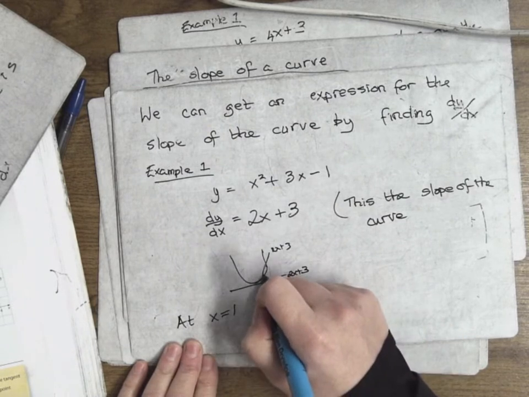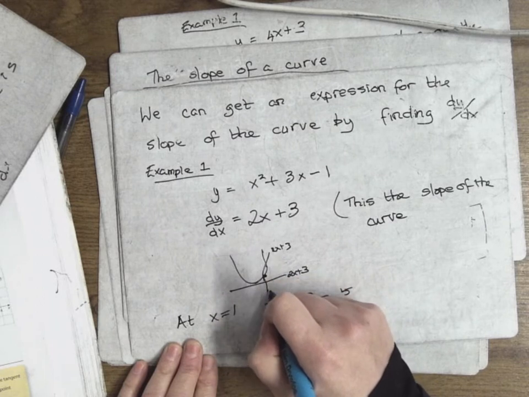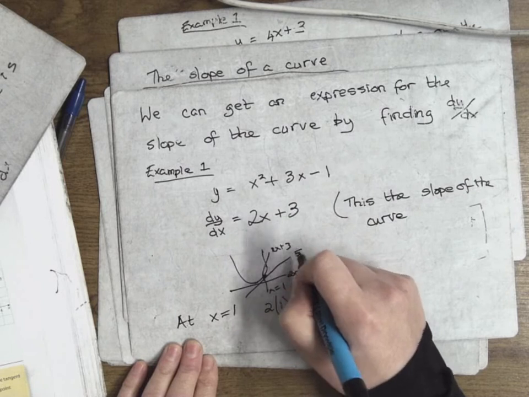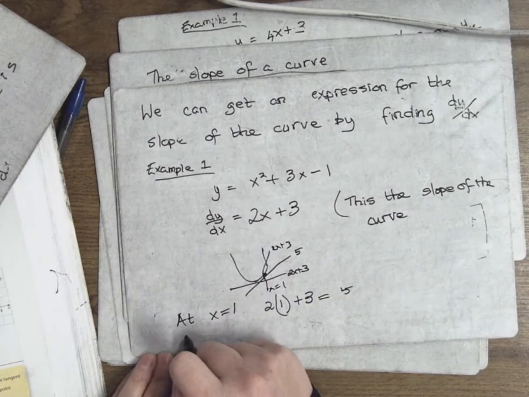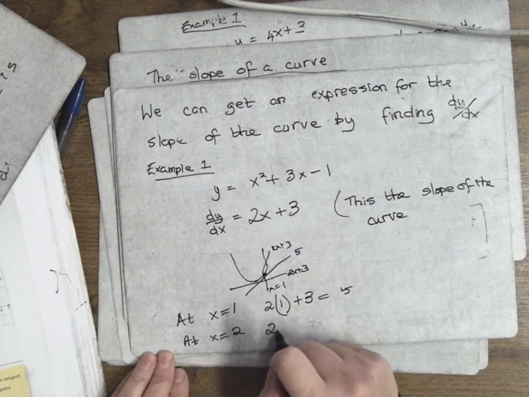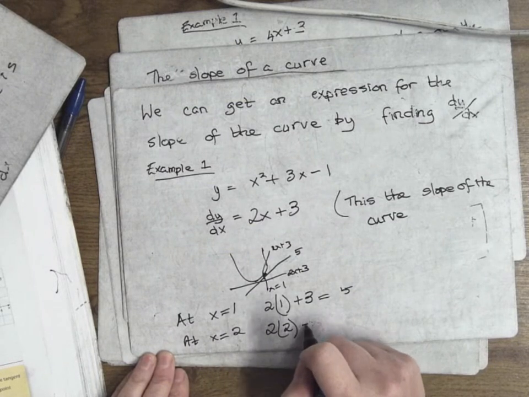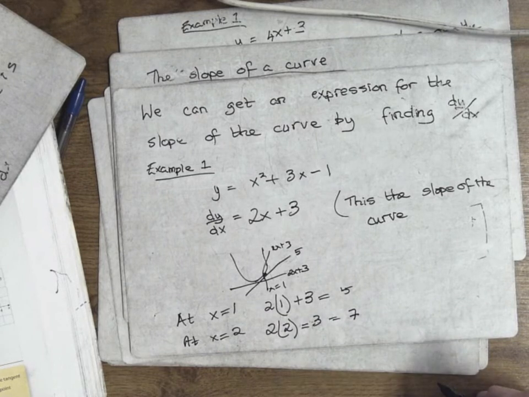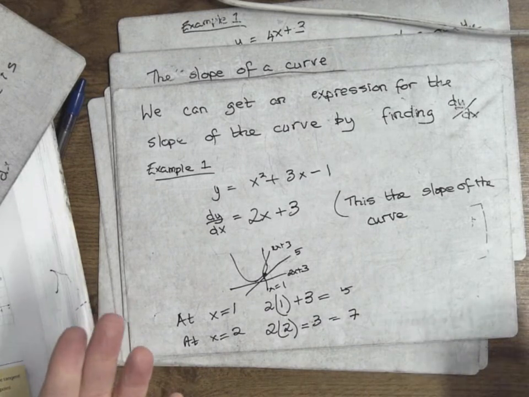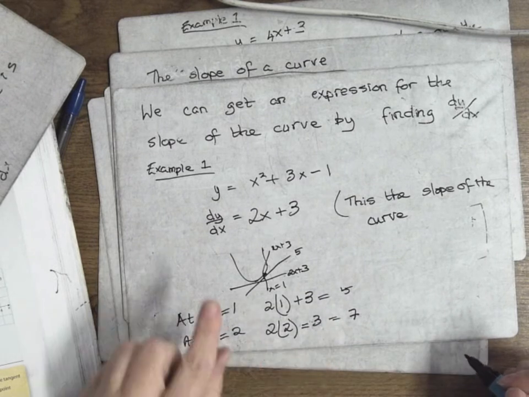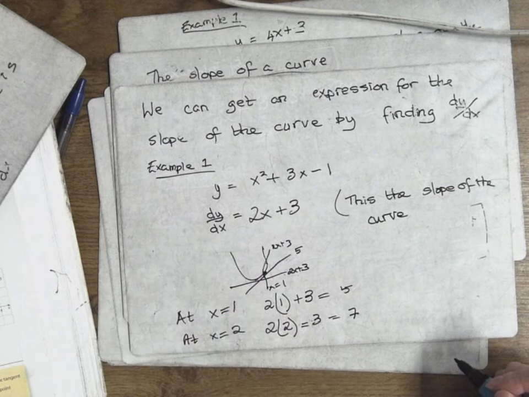So if this was x equals 1, the slope of the line here would be 5. If I did it at x equals 2, that means the slope of the line at x equals 2 would be 7. And if I did it at x equals 3, I get a different number. So you can see the slope is always changing, but you just have a general expression to get the slope of that curve. Does that make sense?